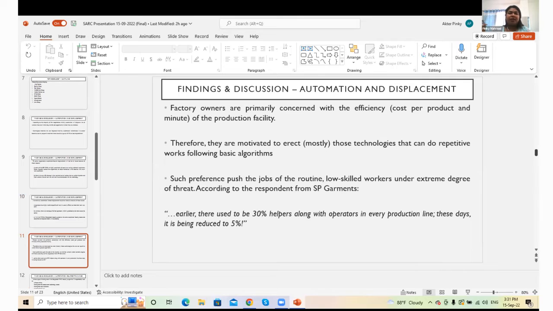Factory owners are primarily concerned with the efficiency of the production facility. Therefore, they are motivated to erect most technologies that can do repetitive work following basic algorithms. Such preference puts the jobs of routine, low-skilled workers under an extreme degree of threat. According to the respondent from SP Group, earlier, there used to be 30% helpers along with operators in every production line. But these days, it is being reduced to 5%.